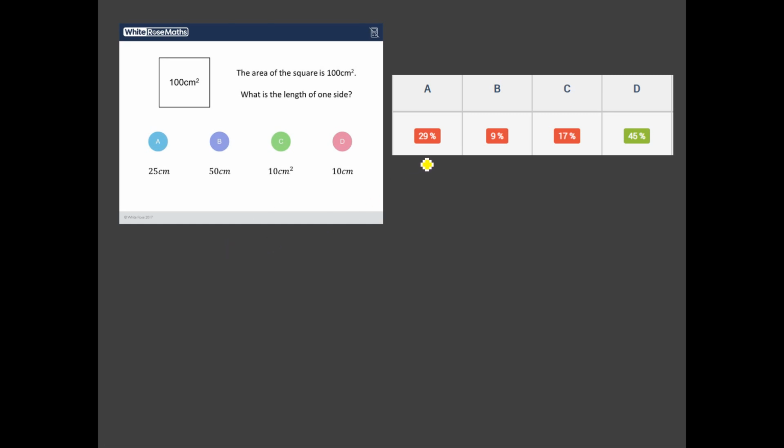And a lot of those students went for A. A, 25 centimetres. Where's 25 come from? How on earth could the answer be 25? Well, let's have a think what they've done there. That's not a very good square, but if that was 25 and that was 25 and that was 25 and that was 25, what's the student done there?